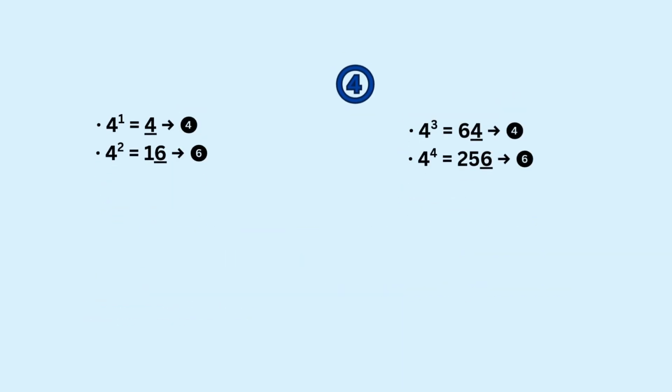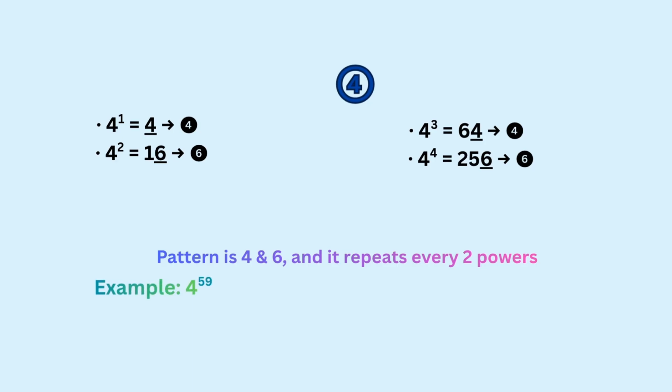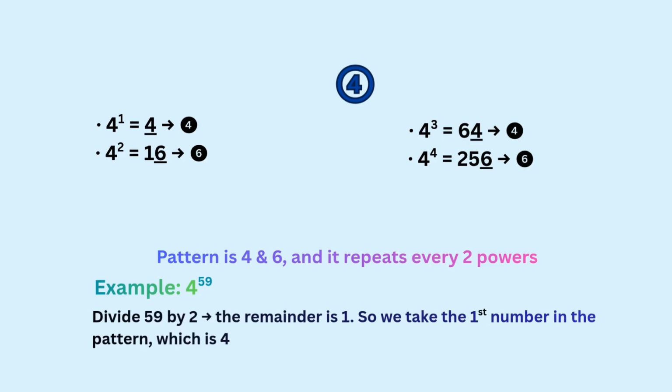And now let's see 4. 4 to the 1 is 4, and 4 squared is 16, which ends with 6. And the pattern is 4 and 6, and it repeats every 2 powers. And we can see the example here, the last digit of 4 to the power of 59. We divide 59 by 2, and the remainder is 1. So we take the first number in the pattern, which is 4.